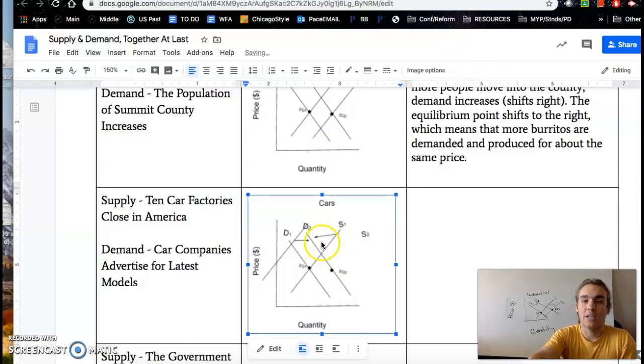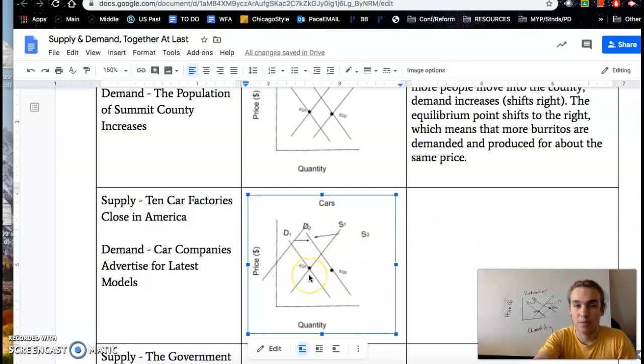But the point is that you're going to have to produce a graph and an explanation for each. This is obviously wrong. All right, good luck. Let me know if you have any questions.